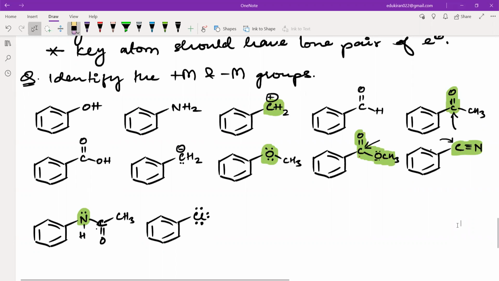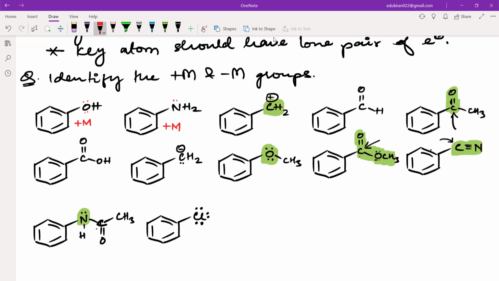Now after this, we can see what is the effect of these groups. Sir, do we send the answer in the chat? No, you just know. You can tell me also. So tell me for OH, plus M or minus M? Plus M, because oxygen is the key atom. It has 2 lone pairs. What about NH2? Plus M, due to 1 lone pair of electrons.